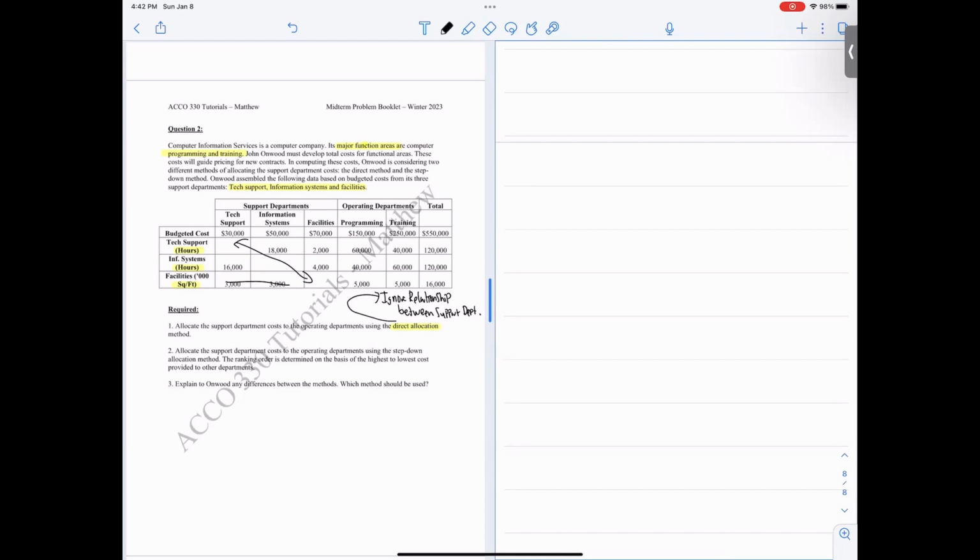Okay. Now, guys, next question is the step down. Now, when doing the step down method, guys, the most important thing you want to look out for here is the hierarchy, the ranking.